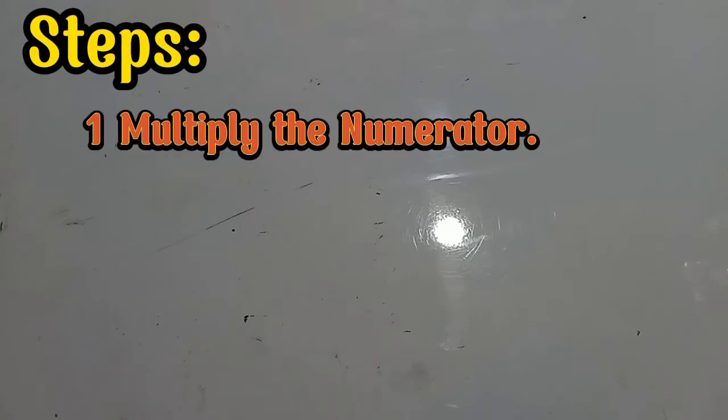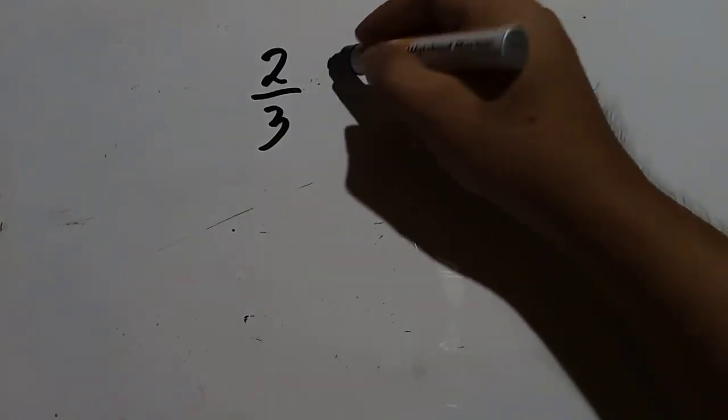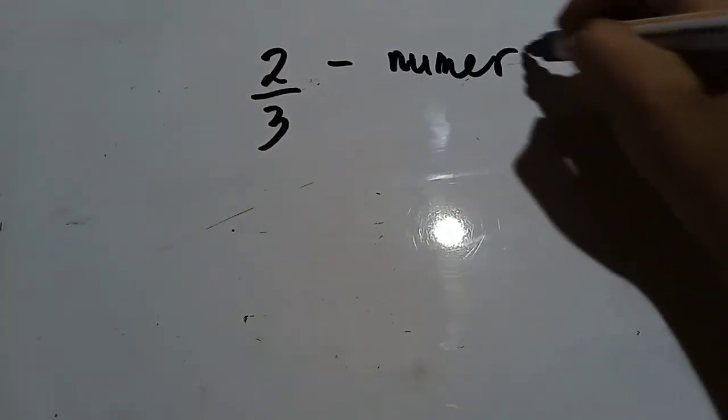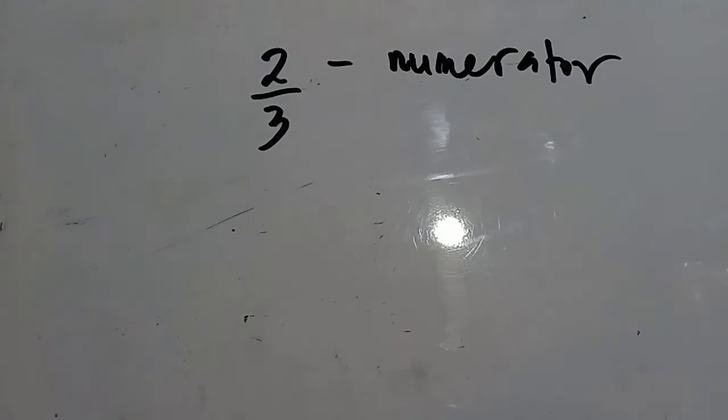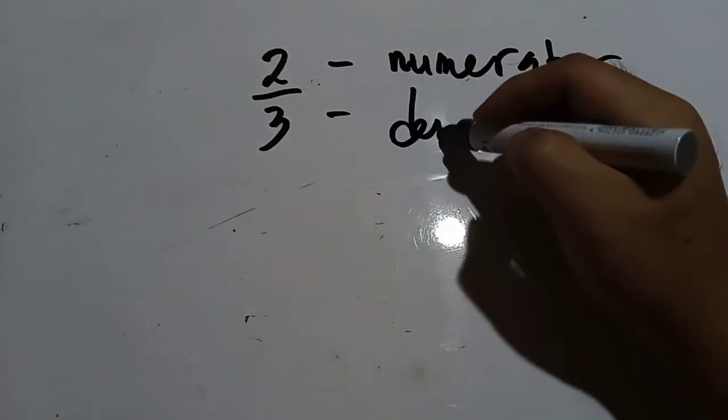Una, meron po tayong multiply the numerators. So ibig sabihin, i-multiply natin ang ating numerators. So for example, this one, 2/3. So, nasaan ang ating numerators? So, ibig sabihin, itong ating numerator. Alright, so how about ang ating denominator? Okay. So, ito ang ating denominator.